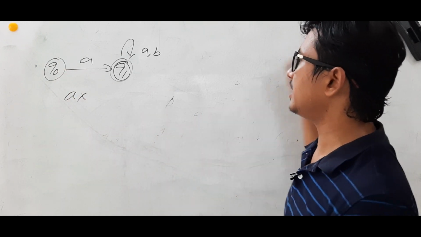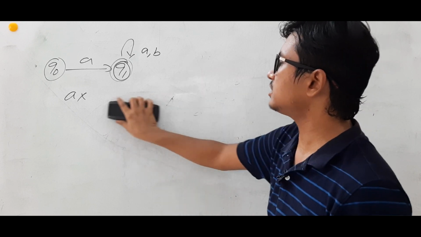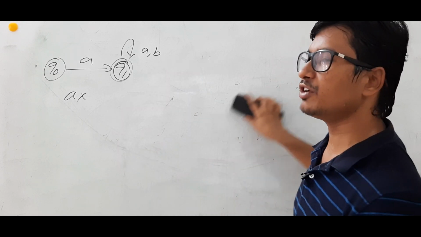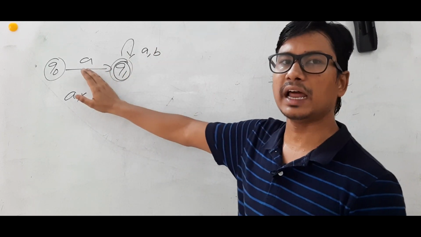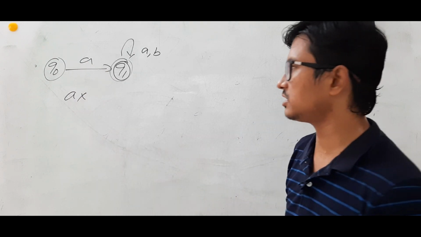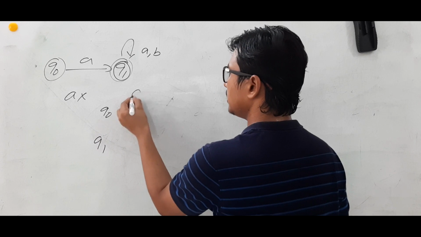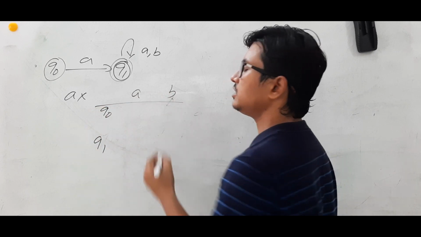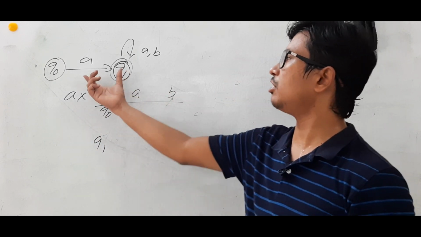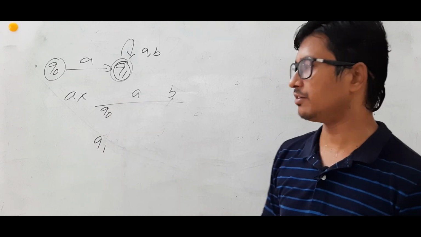Now, I want to find the equivalent DFA. For constructing the equivalent DFA, first I need to obtain the transition table from this transition diagram. Q0, Q1, A and B. So the transition table will consist of the set of states and the set of alphabets.